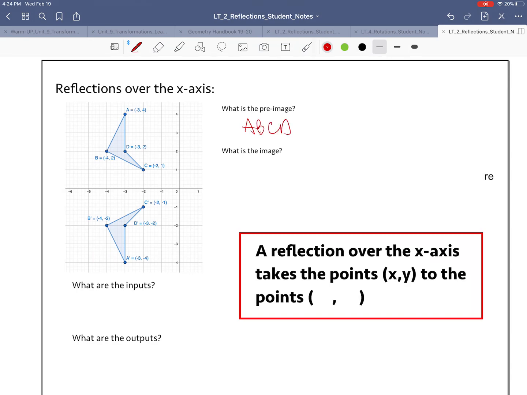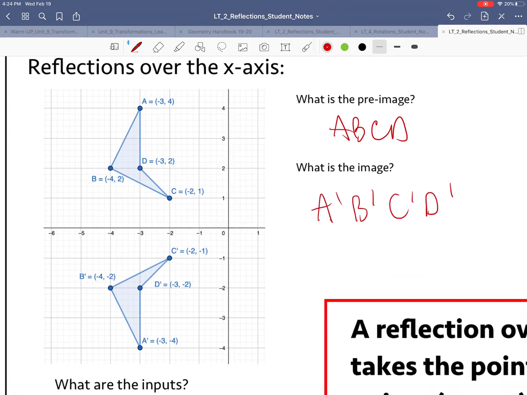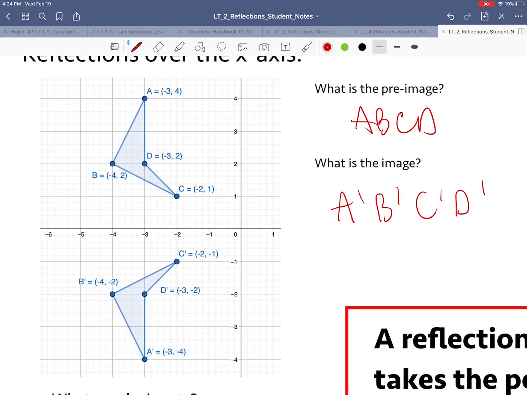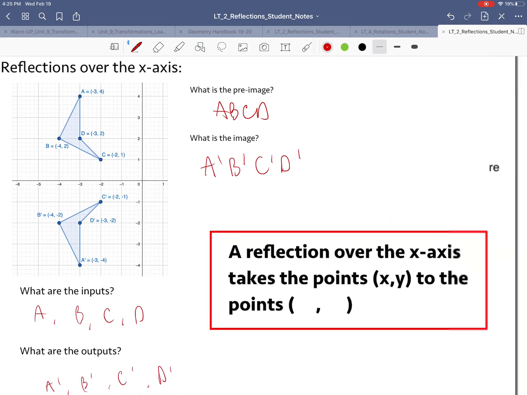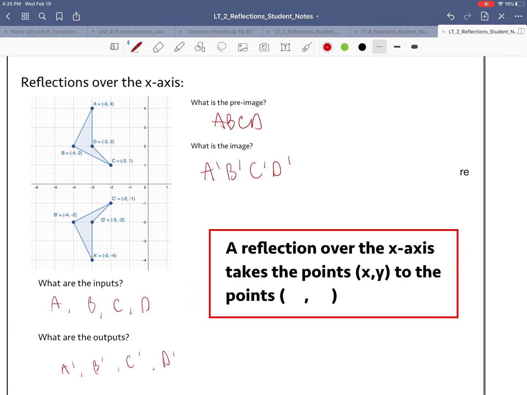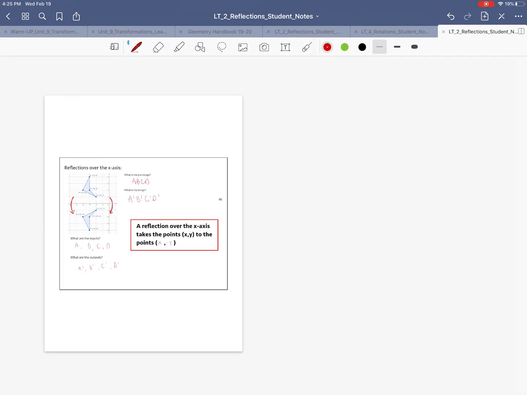The pre-image is A, B, C, D. The image is A prime, B prime, C prime, D prime. The inputs are all those points, A, B, C, and D. And the outputs are A prime, B prime, C prime, and D prime. So then if we look at those points specifically, A to A prime is -3, 4 to -3, -4. B is negative 4 comma 2, B prime is negative 4 comma negative 2. So as you can see, the x value stays the same, the y value becomes negative when we reflect over the x-axis, which makes sense because the shape is moving down the y-axis, right? And we see that orientation is flipped there.